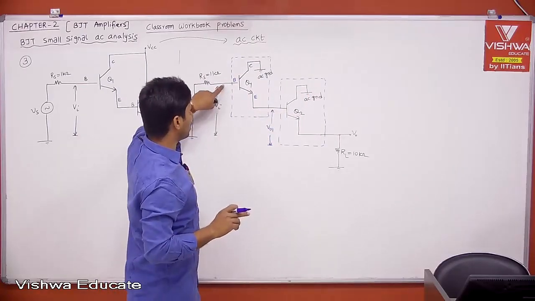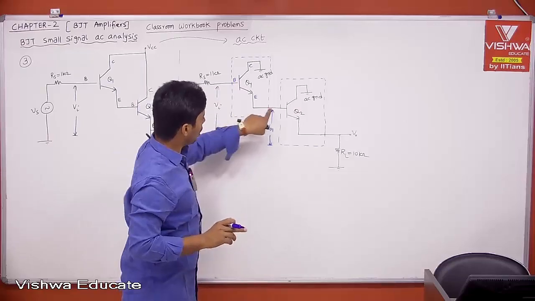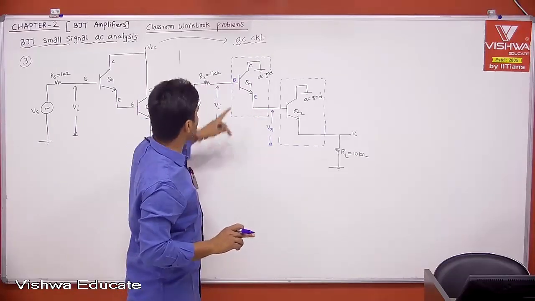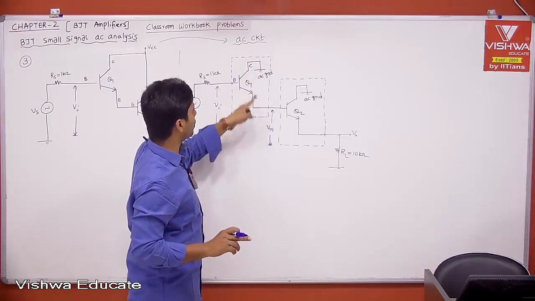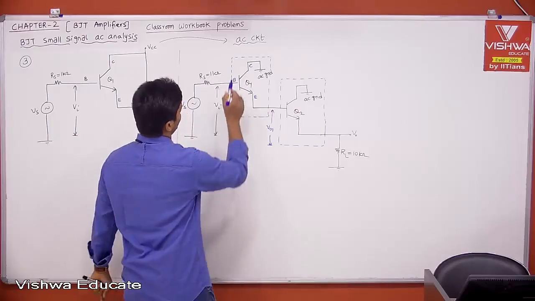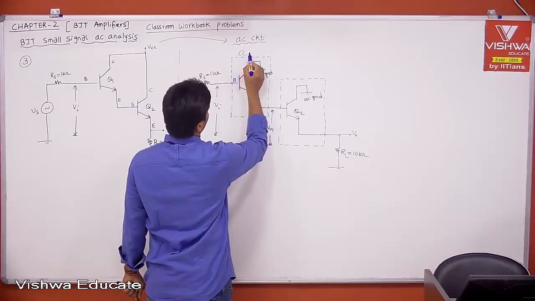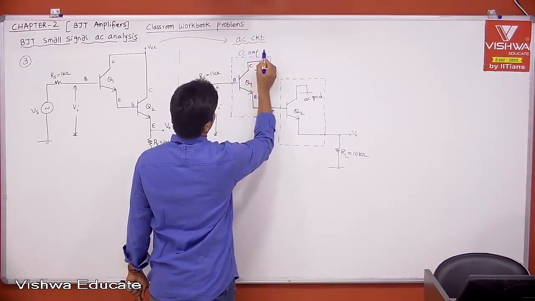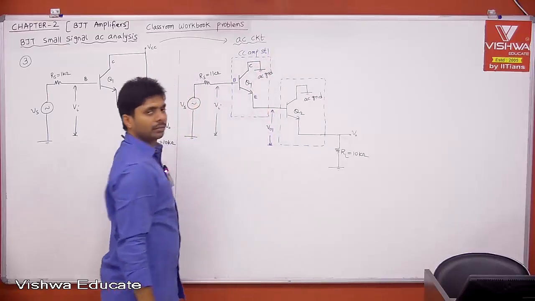Now, applying input voltage at base with respect to ground, taking output voltage at emitter with respect to ground, collector is at ground. For both input and output, collector is common. Therefore, this is CC amplifier 1 or CC amplifier stage 1. Okay.